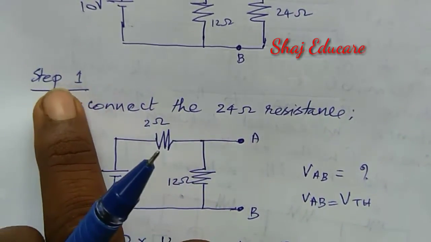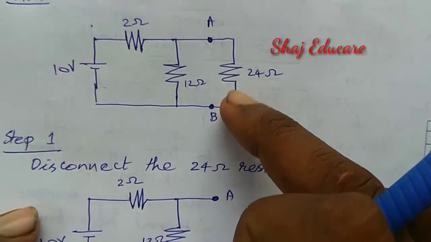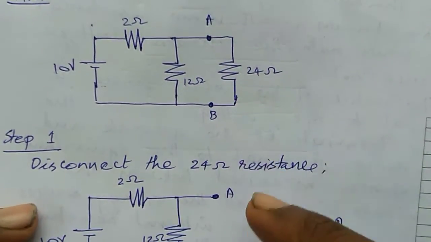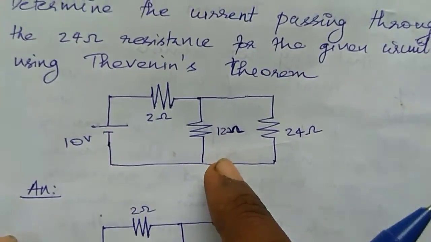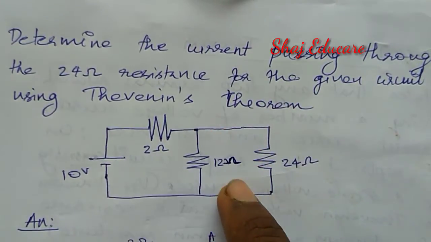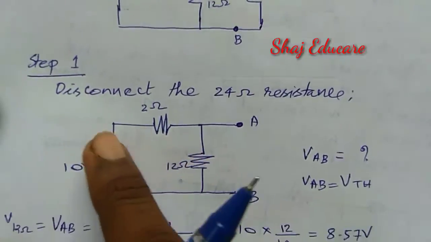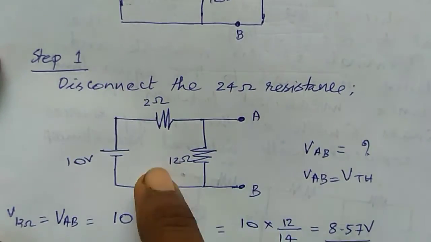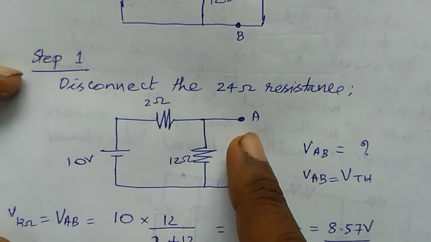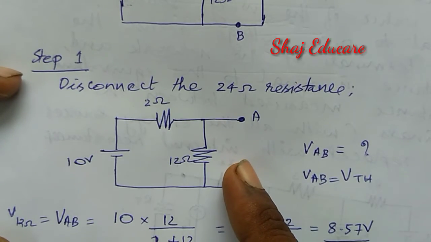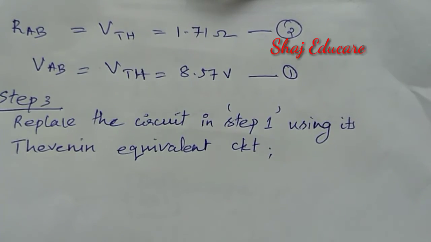Now we can replace the entire network in step 1, that is, the circuit in step 1. Please note that before that we had an additional resistance of 24 ohm. We removed it, disconnected it, because we are asked to find the current passing through that resistance. So we disconnected it from the circuit, and then we got this circuit. Now we are going to replace this circuit using the Thevenin circuit. That is our next step.